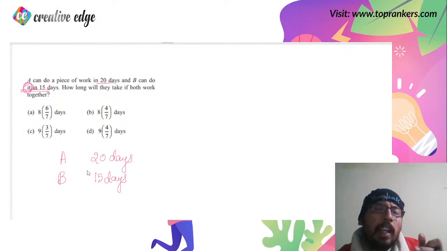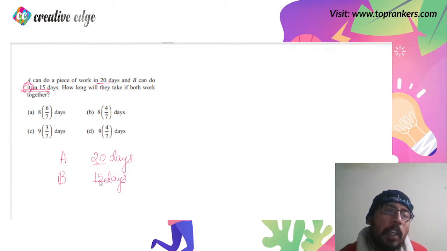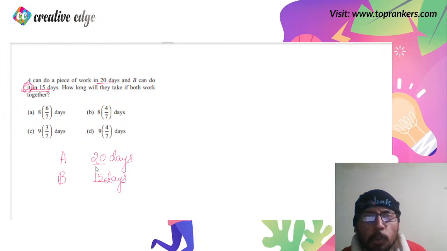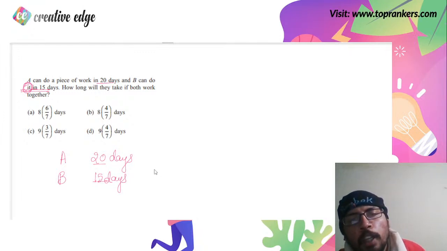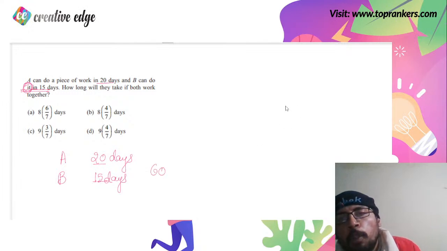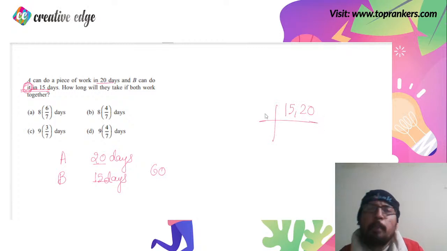So why not take the LCM of both the numbers? Which numbers? 15 and 20. What will this do? Let us do it first. LCM of 15 and 20 is going to be, if I'm not wrong, 60. I hope you all can find the LCM of 15 and 20. I'm leaving it up to you.